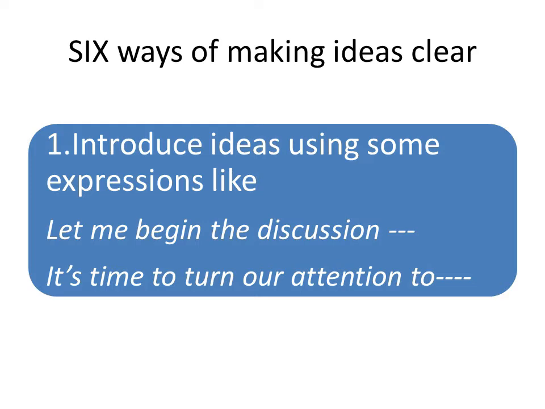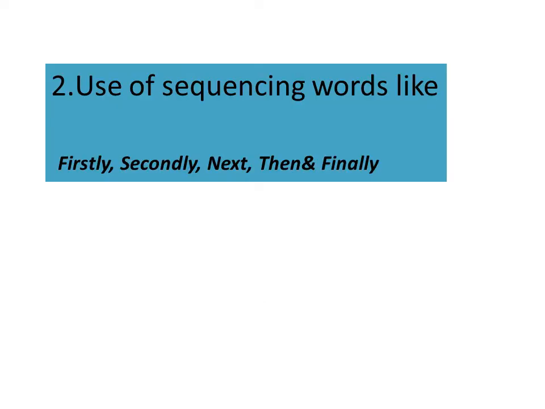There are 6 ways of making the ideas clear. The first is introduce ideas using some expressions like, let me begin the discussion. It's time to turn our attention to. Now, the second way is by using some sequencing words like firstly, secondly, next, then, and finally.